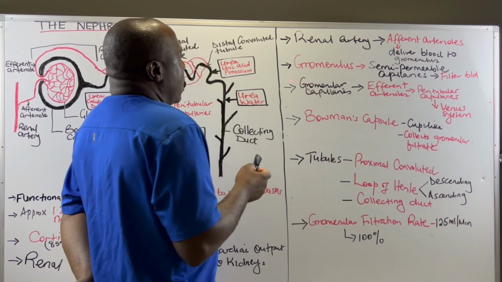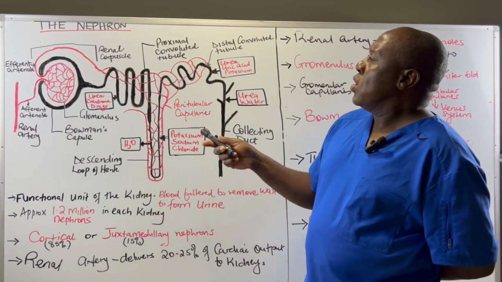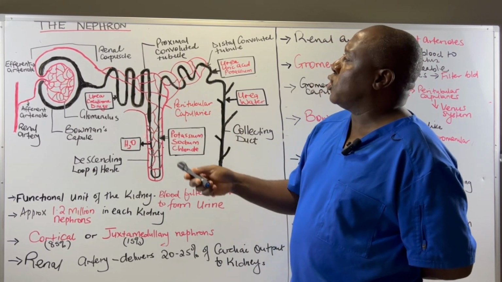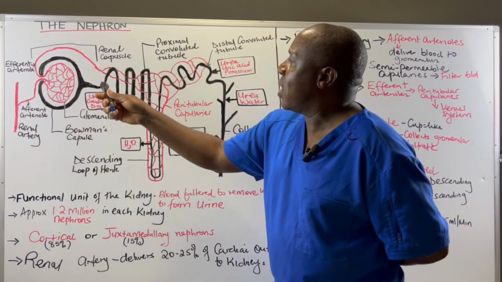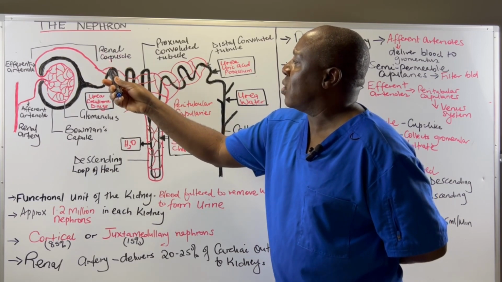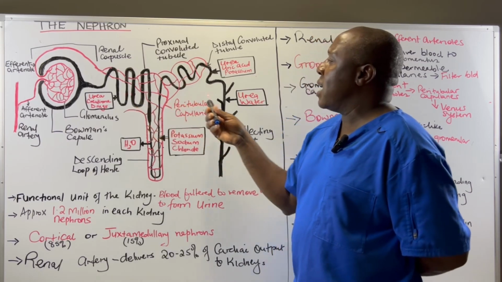Now, when we look at the nephron, we divide a nephron into two. So we have this section here, which is referred to as the renal corpuscle, and this section here, which is the tubular section.